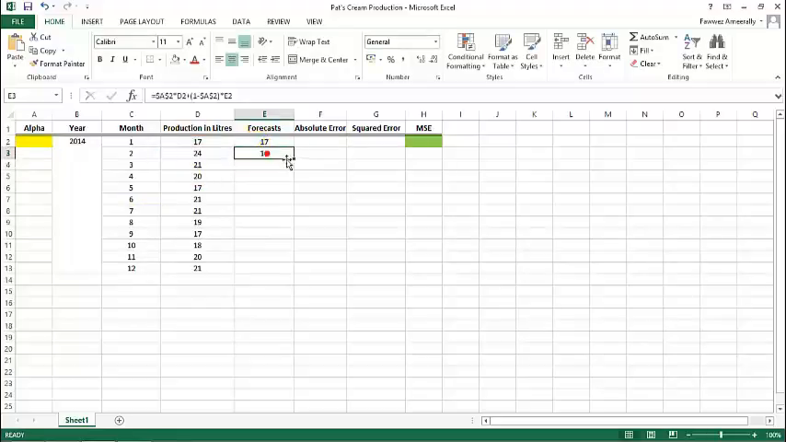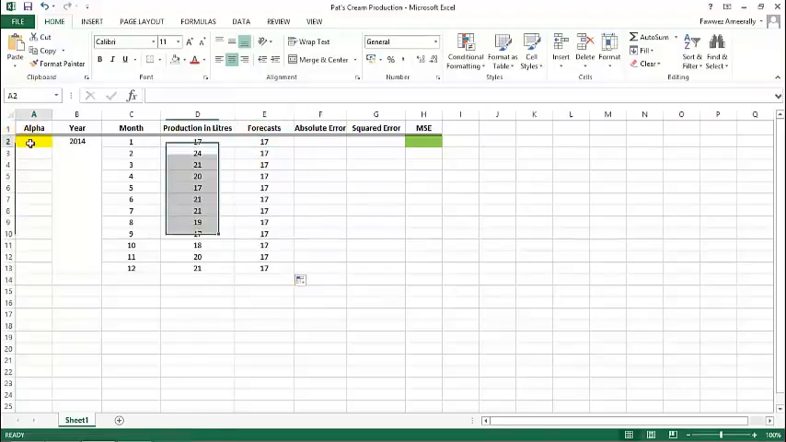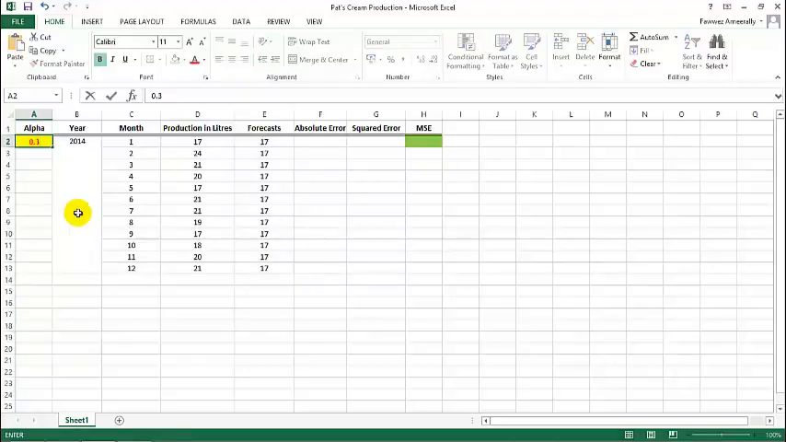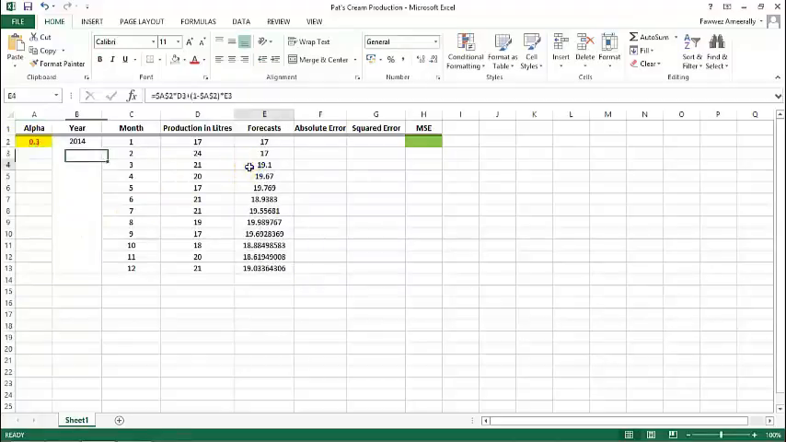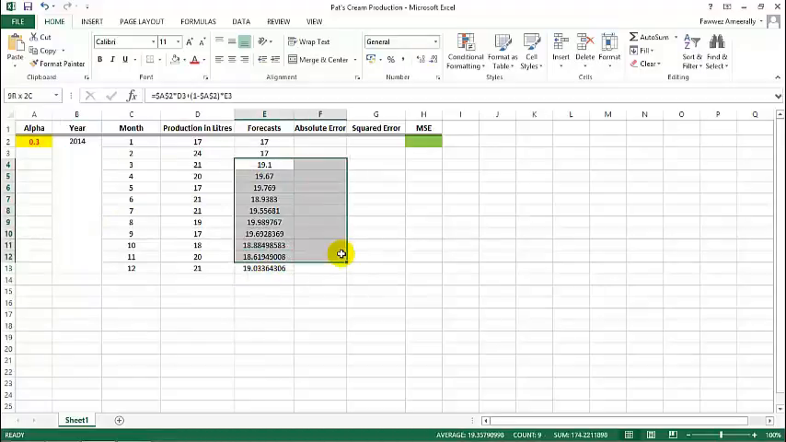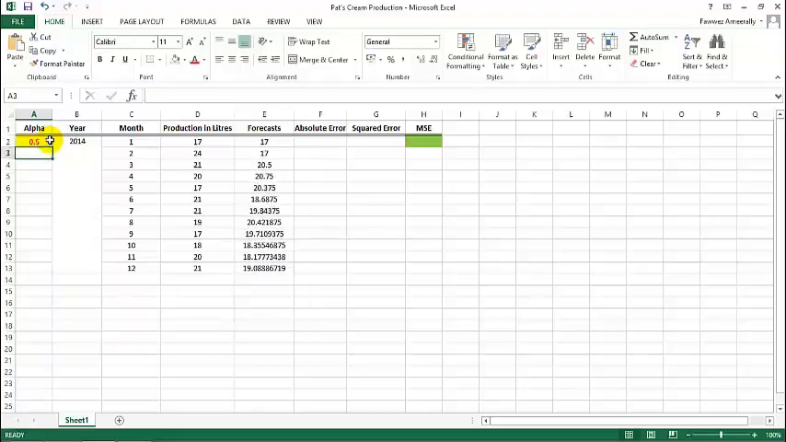Here is our first forecast. We just click and drag until the last month and we will have the forecast. Here we need to input the value of alpha, let's say 0.3. Here you will see that the value changes. Let's say we put 0.5. Again you will see it has different values.